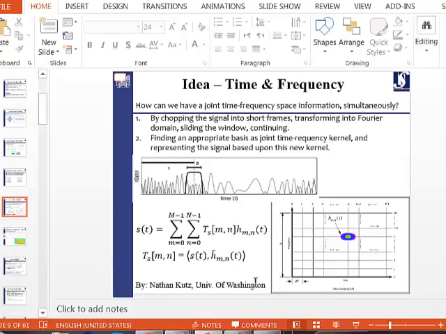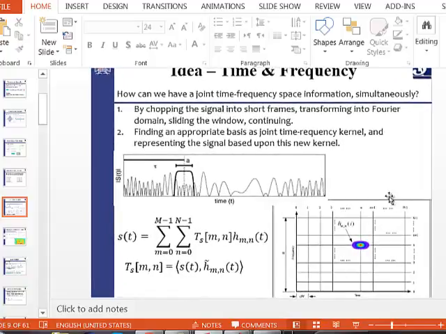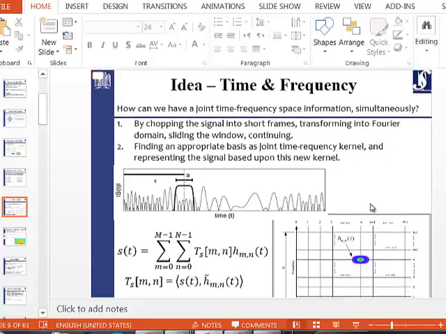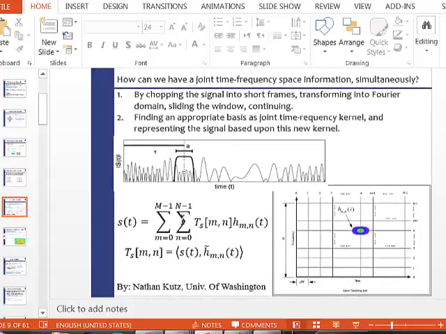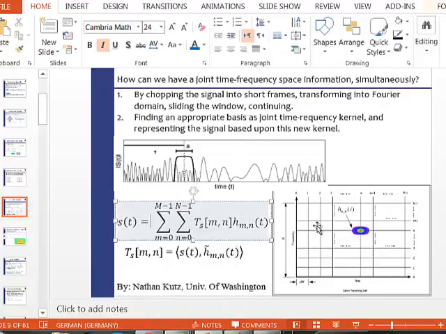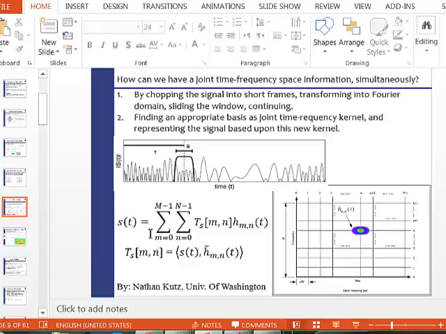Now if you take a look at here, can you see it? Okay, let me make it a bit bigger maybe. So if you take a look at the signal S of t, then you will see that this signal can be represented based on the basis functions like h, with respect to two indexes m and n, where one represents the time and the other one represents the frequency resolution.